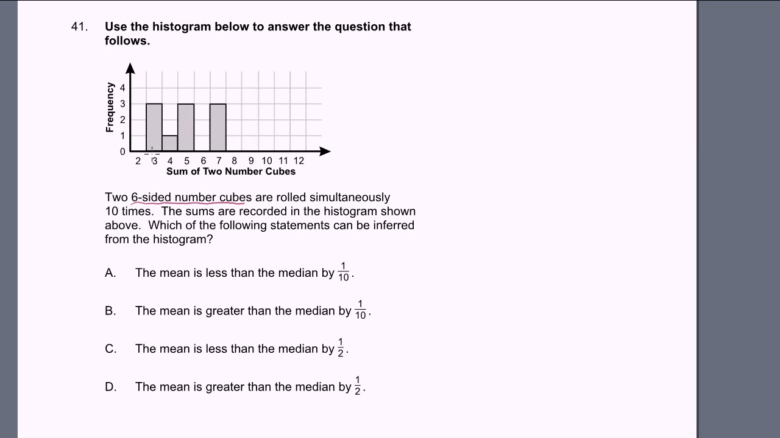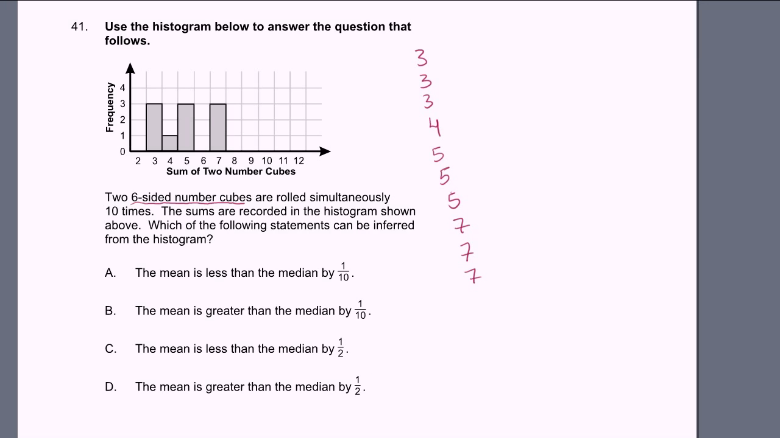So the sum 3, we got three times. So we got three 3s: 3, 3, 3. We got one 4. We got three 5s. 5 had a frequency of 3, so 5, 5, 5. And then we had no 6s, and then we had three 7s: 7, 7, 7. So the median is easy to figure out.